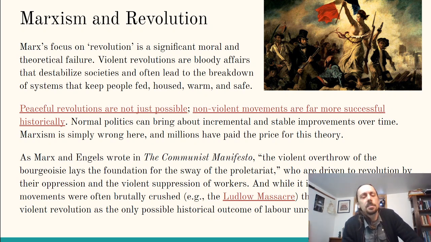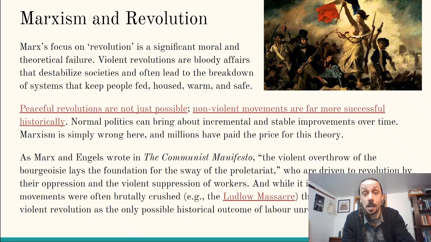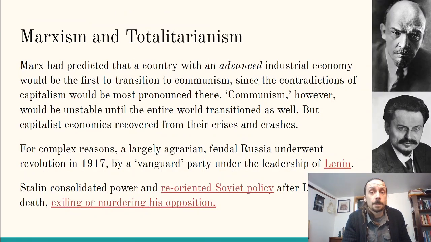Right? And they write this in the Communist Manifesto. The violent overthrow of the bourgeoisie lays the foundation for the sway of the proletariat, right? The non-ownership class who are driven to revolution. So I think the Marxist emphasis on revolution and the seizure of the means of production is really a very deadly theoretical commitment to have. I just wanted to flag that there, lest you think that I'm sympathetic to this stuff, because I'm just not.